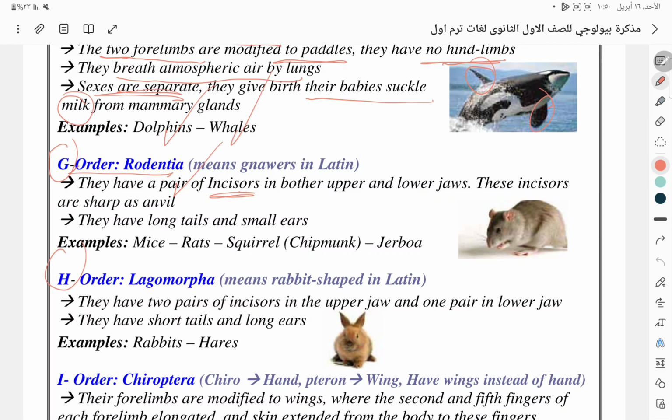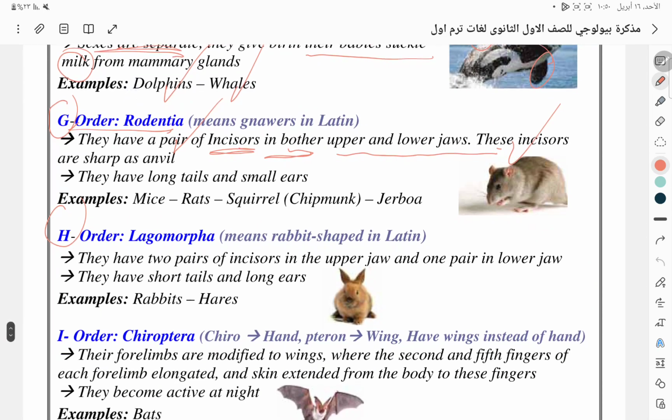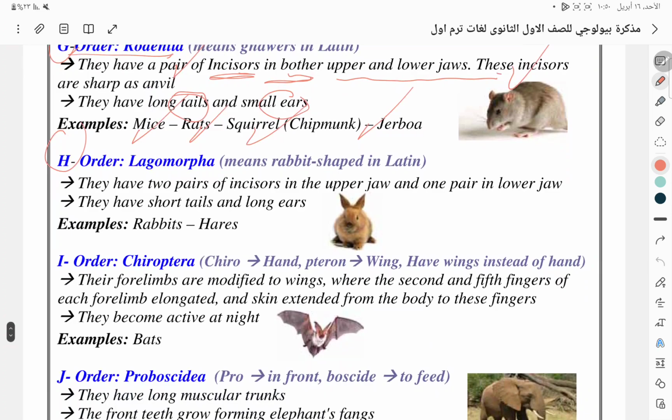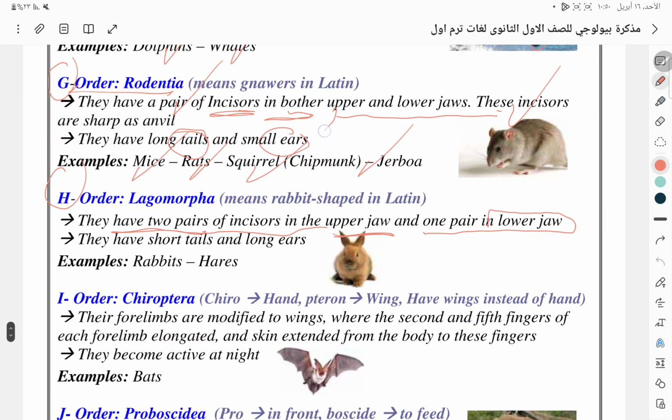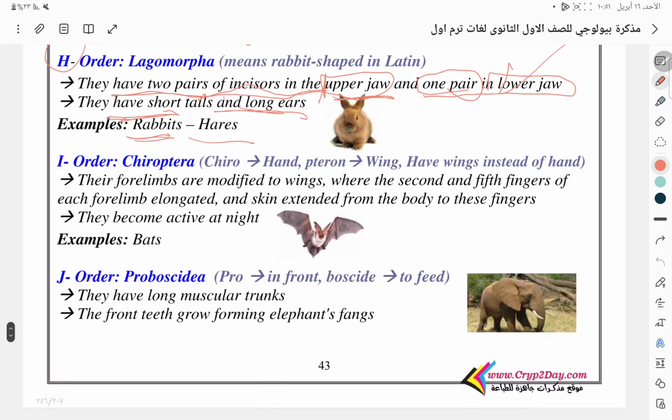Order Rodentia have a pair of incisors in both upper and lower jaw. They have a long tail and small ears. Examples: mice, rats. Order Lagomorpha have two pairs of incisors in the upper jaw and one pair in the lower jaw. They have a short tail and long ears, like rabbits.